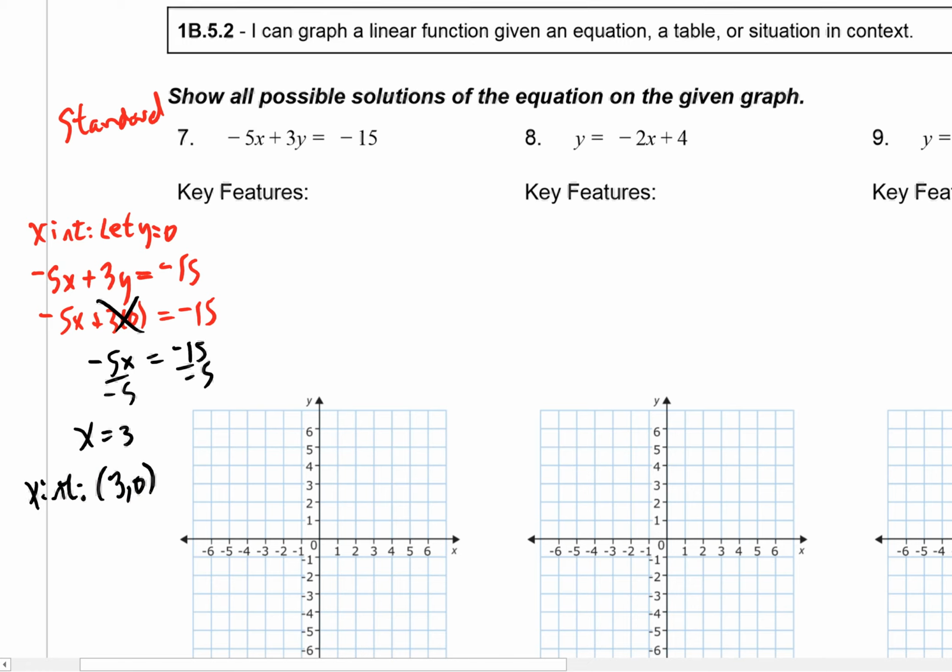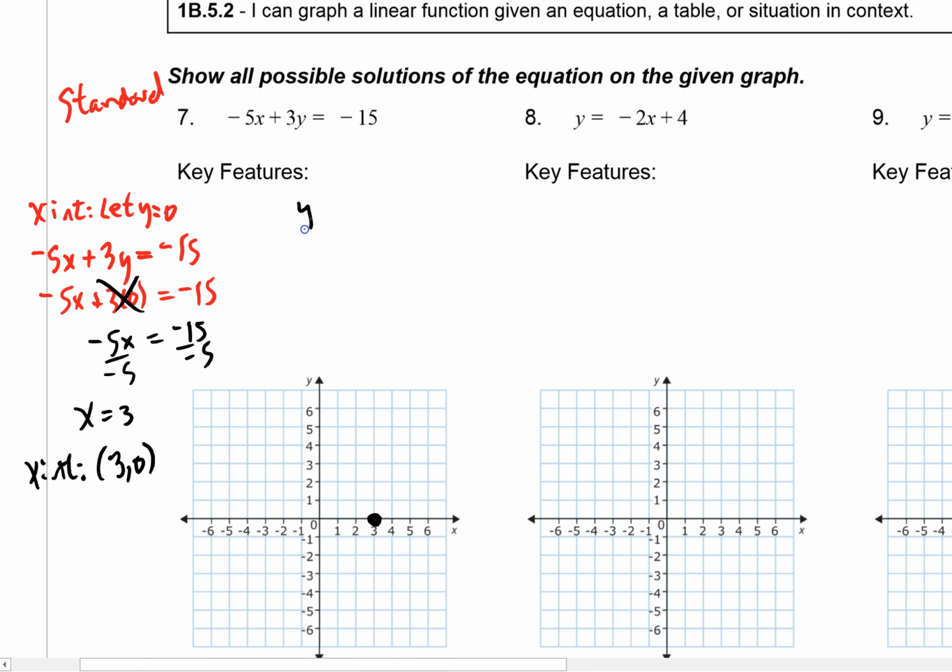And you could, even at this point, plot on the x-axis that point 3, 0. That's what an x-intercept means. It means you intercept the x-axis at the point 3, 0. How about for a y-intercept? Well, that's where we're going to let x equal 0. And you can see what's going to happen.